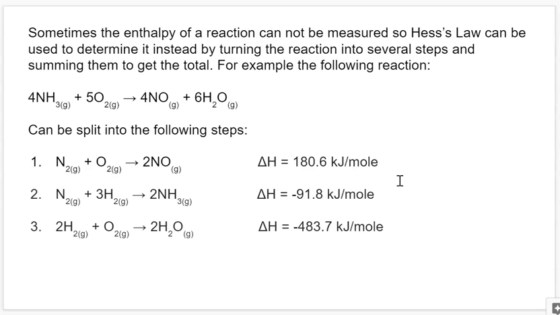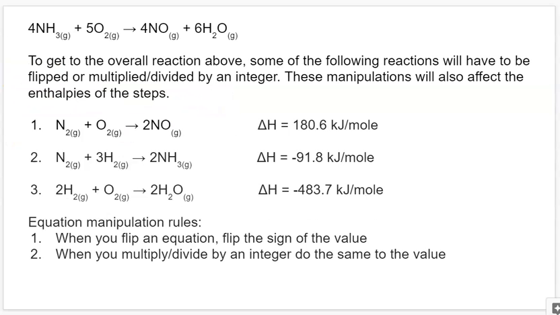Now, the trick here is that you'll see that there are things in these equations that aren't in the total. So we're going to have to take these 3 steps and manipulate them in order to sum them all up in a way that equals the total equation. And the rules for this, based off of Hess's law, is that if we manipulate an equation by, say, flipping it backwards, turning the reactants into products or the products into reactants, we're going to flip the sign, since the enthalpy of the backwards reaction would be the opposite.